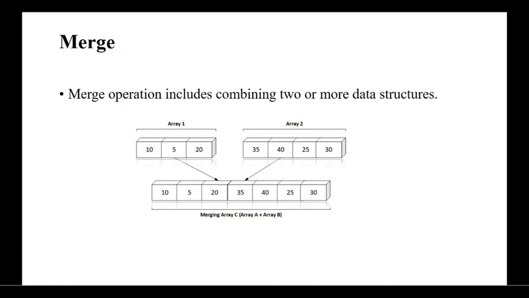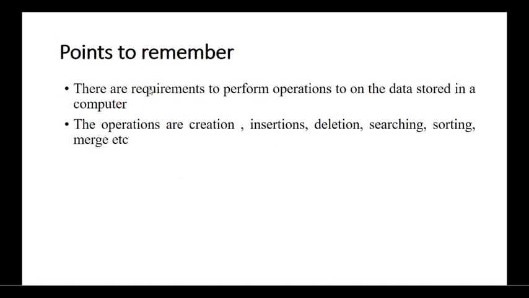So these are all the operations that can be performed on the data structure: traversing, insertion, deletion, searching, sorting and merging. At the end, we should remember that there is a requirement to perform operations on the data stored in the computer. The operations may be creating a new data structure, inserting an element, deleting an element, searching, sorting, traversing, visiting each and every element of the data structure, and at the end merging data structures.